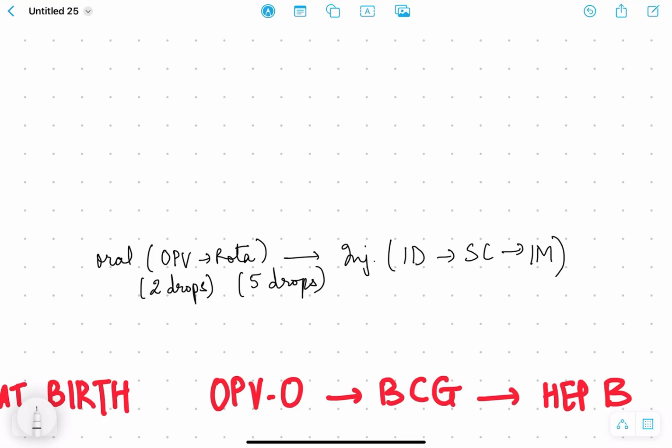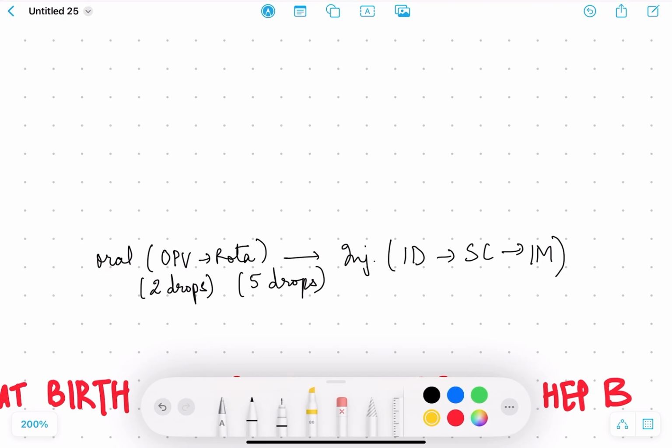So for the national immunization schedule, the first rule that we need to remember is that all oral vaccines are given first. So you will first give OPV, and the dose we know is 2 drops, 2 boond zindagi ki. And then we give rotavirus, where we give 5 drops. After that we give all the injections. So injections we go from superficial to deep. So we will first give intradermal, then subcutaneous, and then intramuscular.